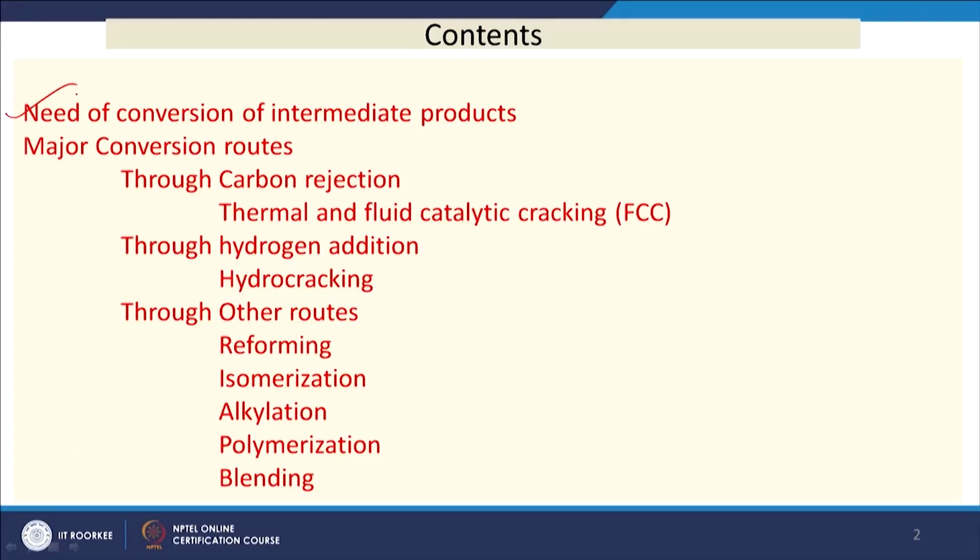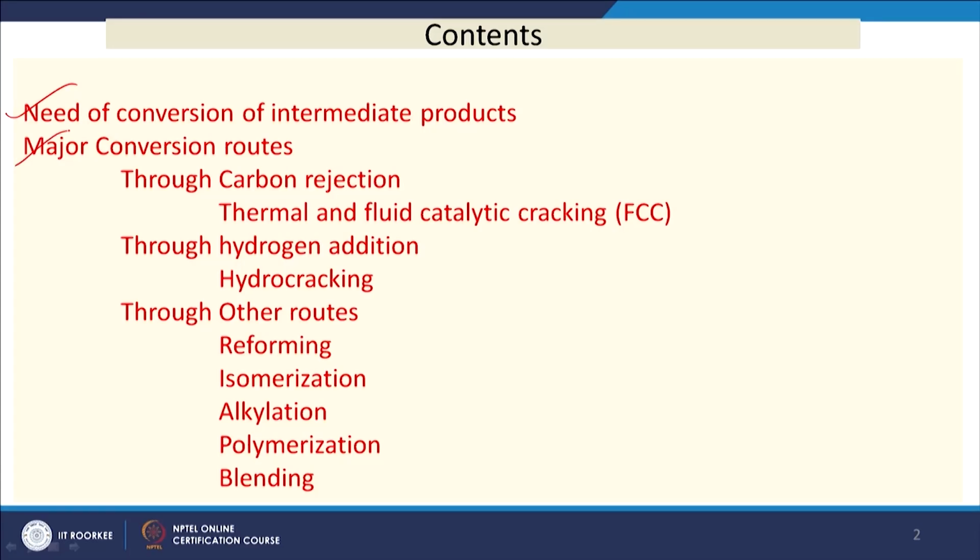These products have different applications, and the requirement for these products may change from time to time. So, to meet the requirement in the market, the refinery needs to convert these products from one form to another, as per the requirement of the market, as well as to maintain the quality of the product and meet environmental requirements also. So, these conversion processes we will discuss in this class, and the contents are the need for conversion of intermediate products, then major conversion routes.